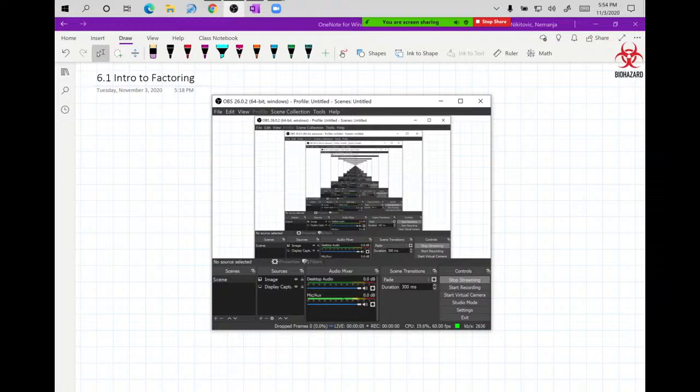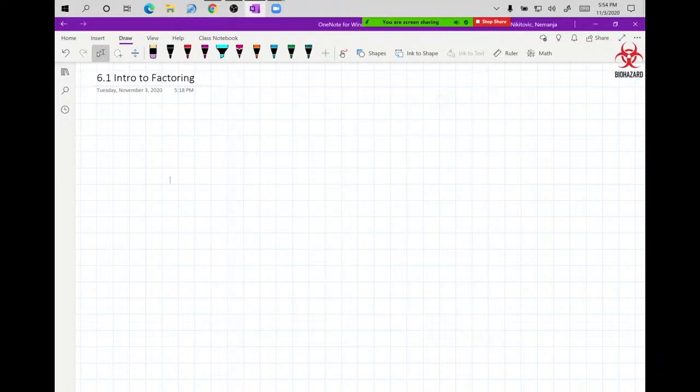Hello and welcome back to Algebra. The goal for today is to learn about factoring, and this is an introductory lecture. We are only learning greatest common factor and the first two methods of factoring, GCF, which is greatest common factor, and factoring by grouping.